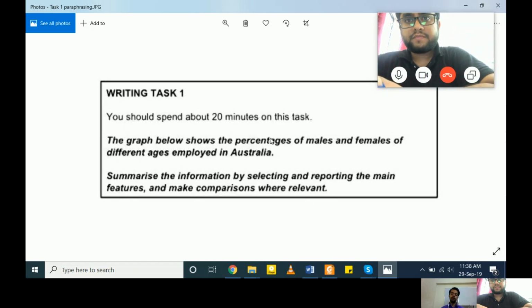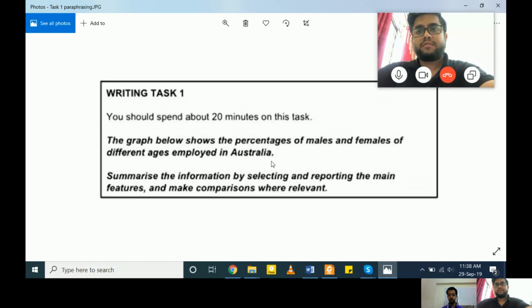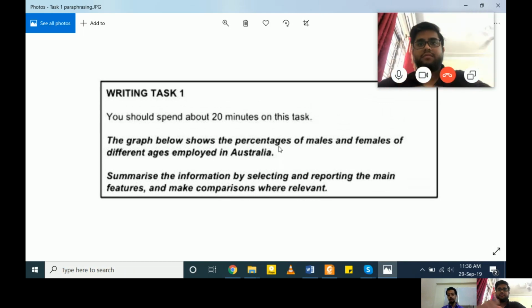Now, first of all, while writing the introduction, you have to paraphrase the given question. Right? If you write the very same question in your answer while writing the introduction, the examiner will ignore what you wrote. Those words won't be counted and they will have a negative impact. So you have to write synonyms while paraphrasing. And how you have to do it, let me tell you. Now, read it for me please. The graph below shows the percentages of males and females of different ages employed in Australia.